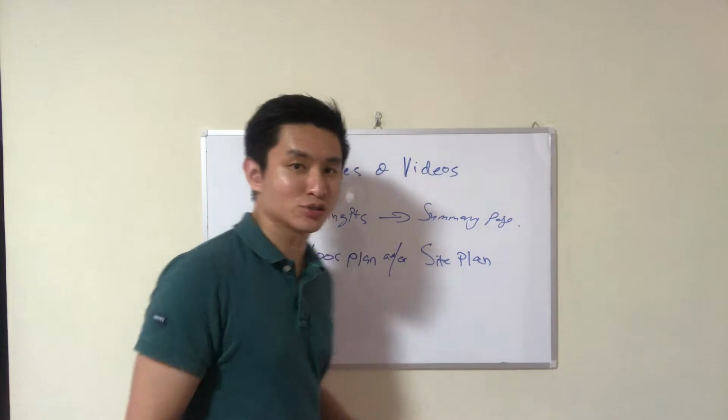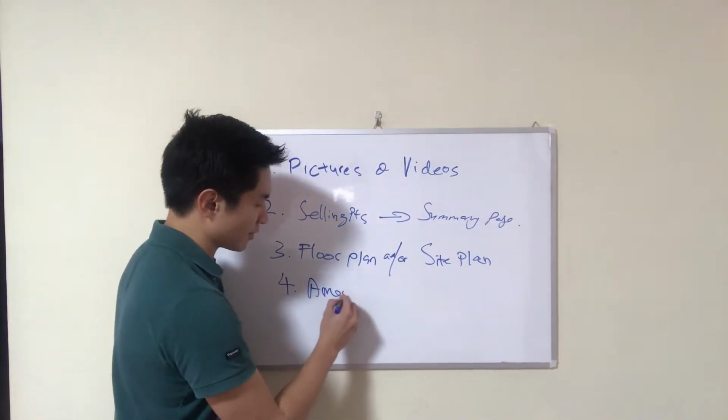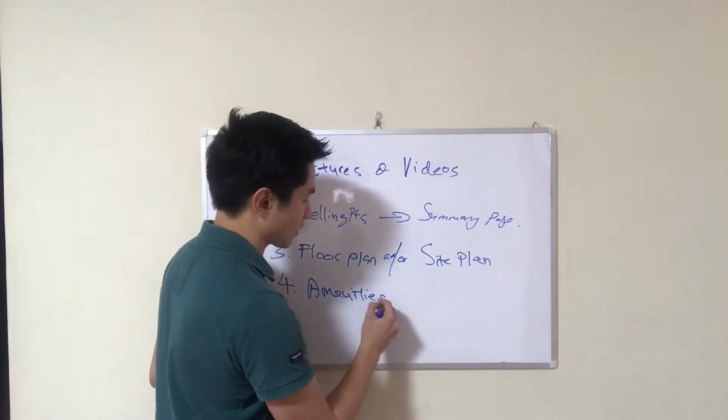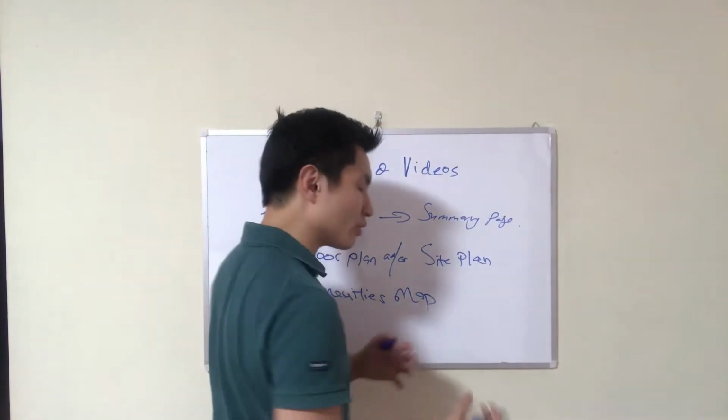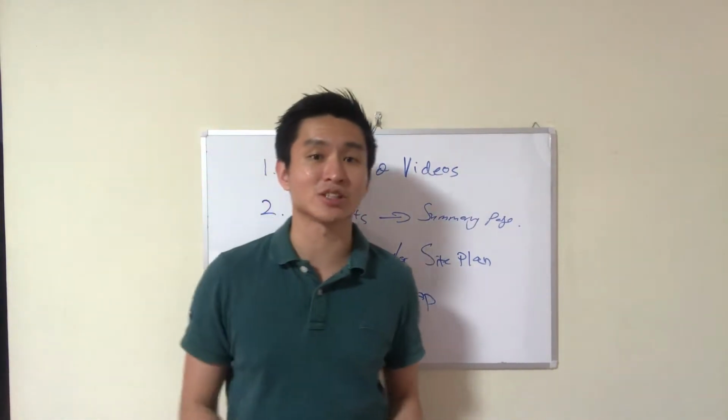The next thing that's useful for buyers who are not very familiar with the area is an amenities map. These will include where's the nearest childcare, the transport links, as I mentioned earlier in this video.